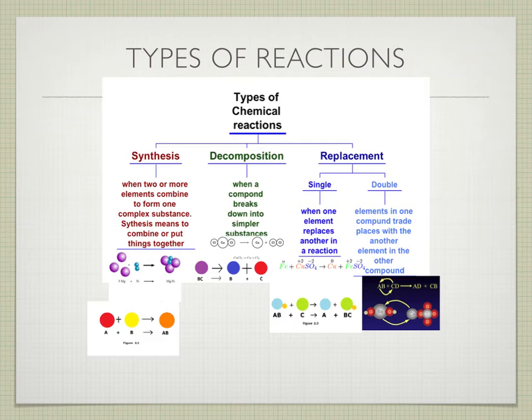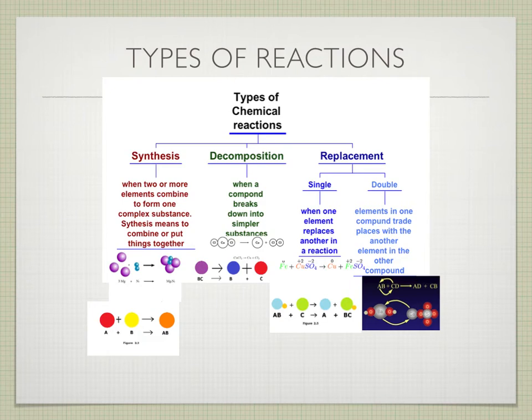All right, then we have decomposition, which is the exact opposite of synthesis. This is when a compound breaks down into simpler substances. So you would have BC creates B plus C. Then we have replacement, and there's single replacements and there's double replacements. Single replacement is when one element replaces another in a reaction. A way of visualizing that is AB plus C would react and it would yield A plus BC. So you can see how the B moved over to the C. There was one exchange or one replacement.